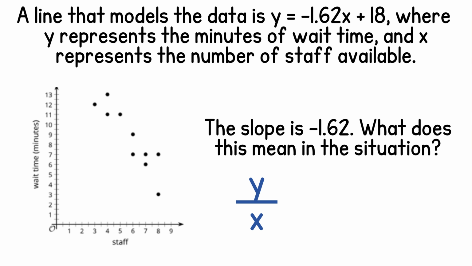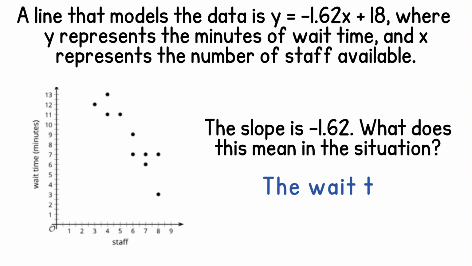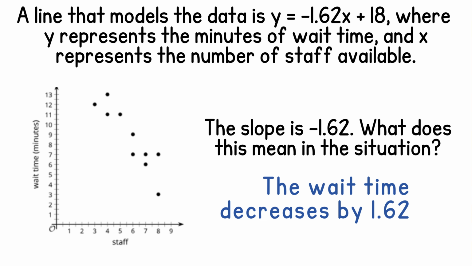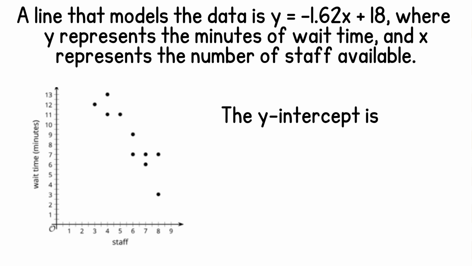Well, we know that slope is the rate of change between the y and the x variables, and we know that y was the wait time and x represented the total staff. So if our slope is negative 1.62, then this tells us that the wait time decreases by 1.62 minutes for each added staff. The y-intercept is (0, 18).